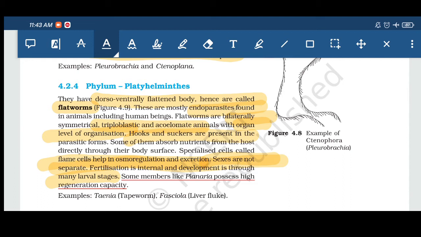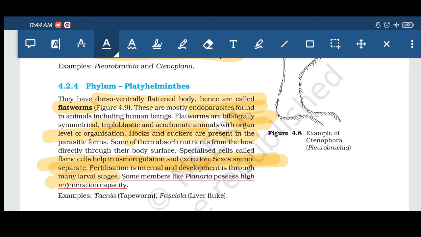Okay, in parasites also we have endo and ectoparasites. An endoparasite is a parasite which lives inside the host organism, and an ectoparasite is a parasite which lives outside the body of the host organism. A very good example of endoparasites is Platyhelminthes. And for ectoparasites, we have Annelida, like leeches and all, those are ectoparasites. These are endoparasites found in animals, including human beings.